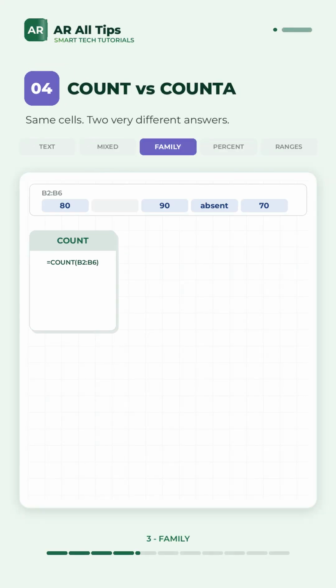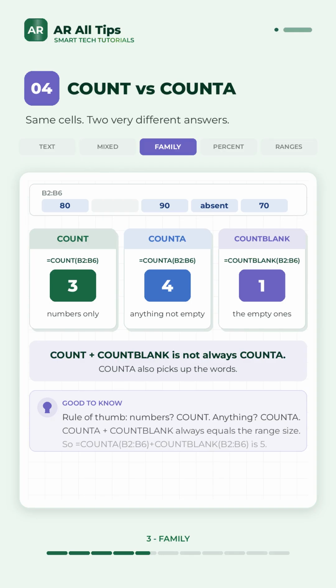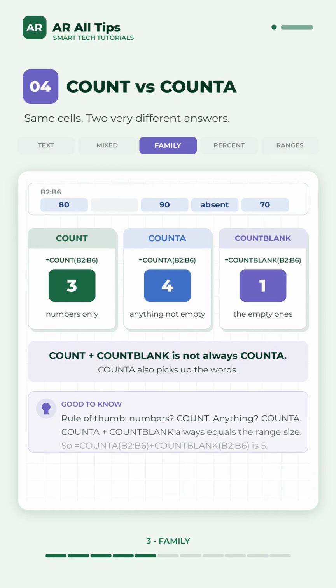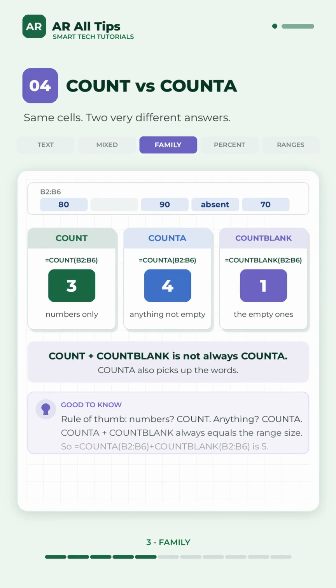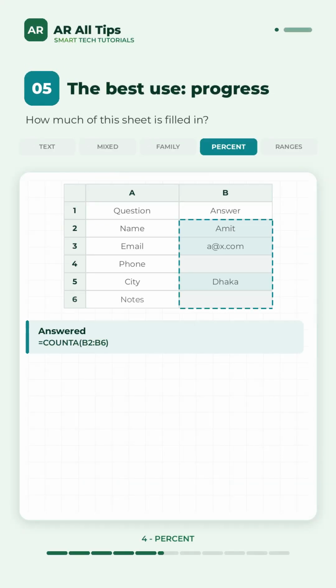So put them side by side. On the same 5 cells, COUNT is 3, COUNTA is 4, COUNTBLANK is 1. Here's a handy check. COUNTA plus COUNTBLANK always equals the size of the range. 4 plus 1 is 5. COUNT and COUNTBLANK won't add up like that because the words fall down the gap in between. Numbers? COUNT. Anything at all? COUNTA.